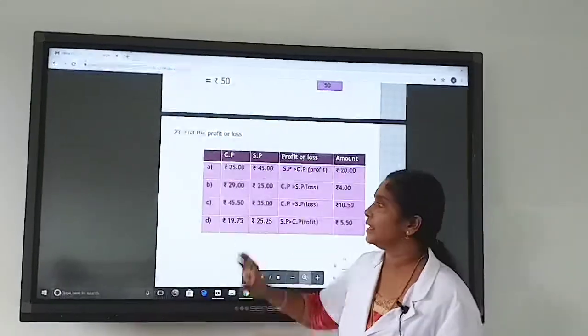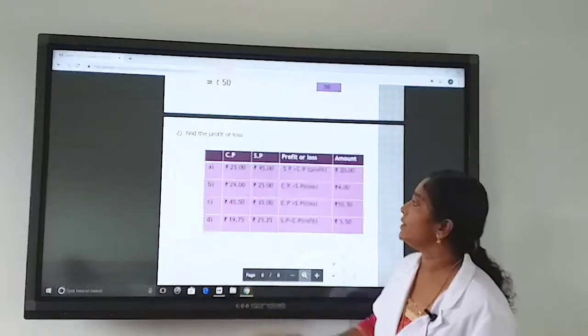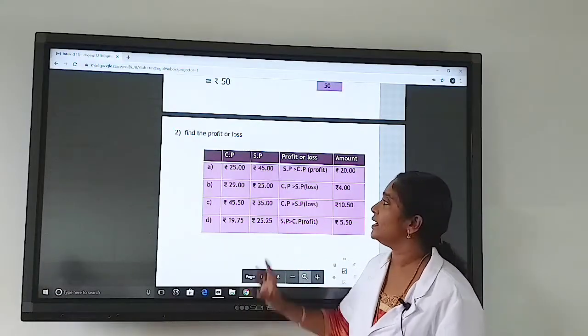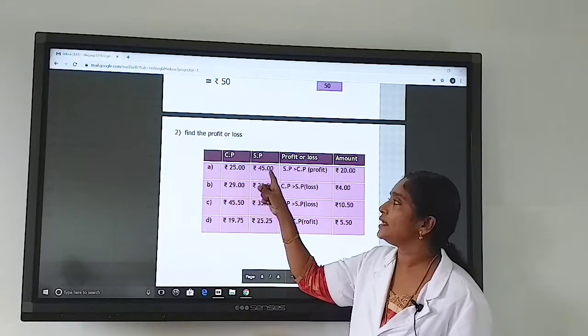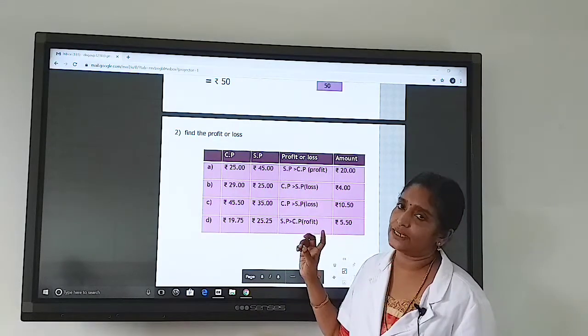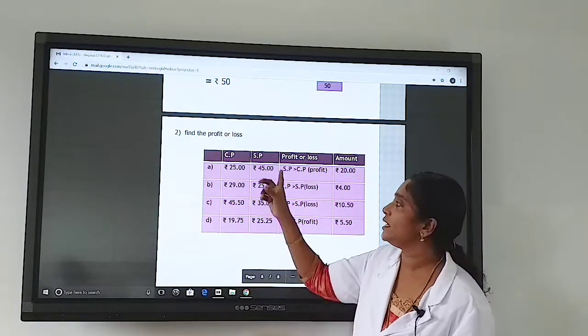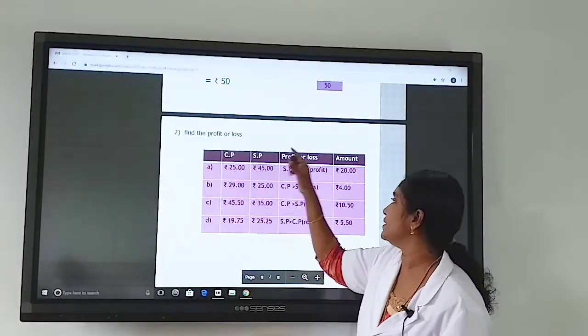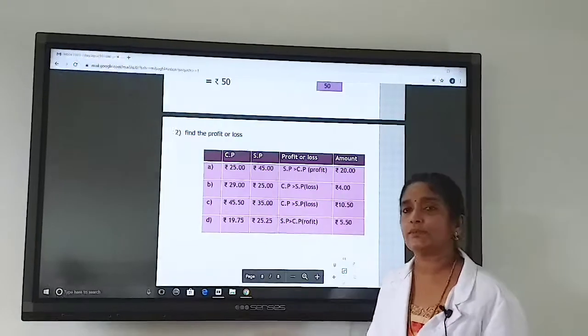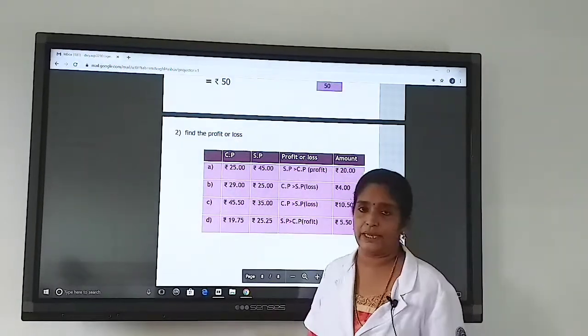First question. Cost price is 25 and selling price is 45. Is it profit or loss? Selling price is greater than cost price. So it is profit. How much is the profit? 45 minus 25, that is 20. 20 rupees profit.